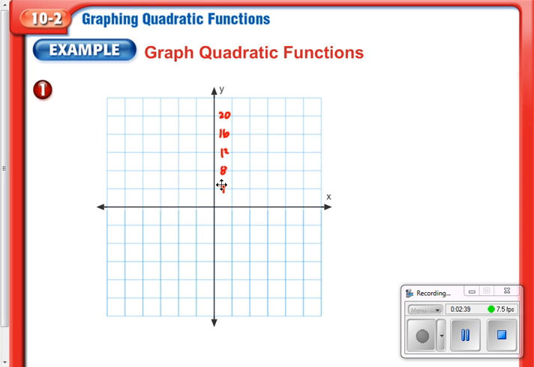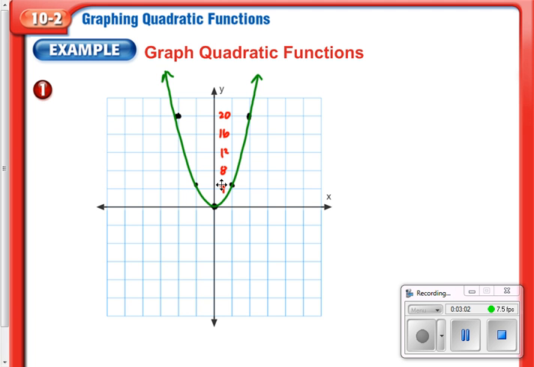Next, go ahead and plot -2, 20. There it is. -1, 5, slightly above 4. We have 0, 0, 1, 5, and 2, 20. There are your plots. Look at that. It's going to create a nice U-shaped graph with a smooth curve, curving upwards because 5 was positive.